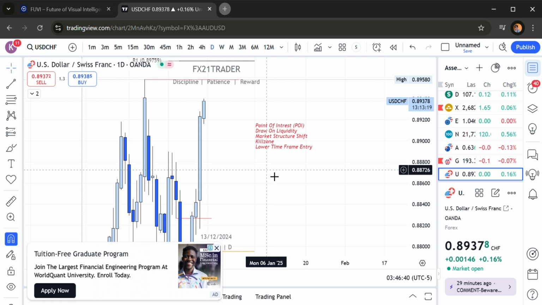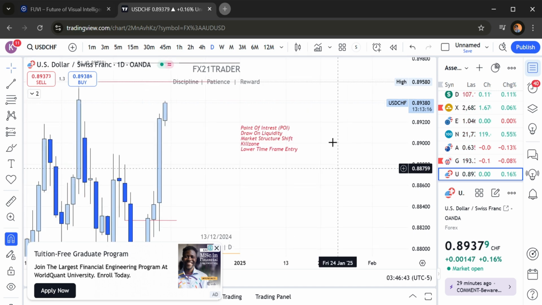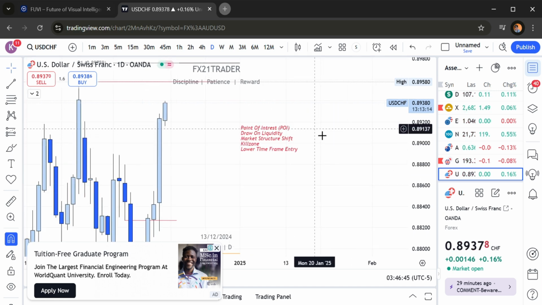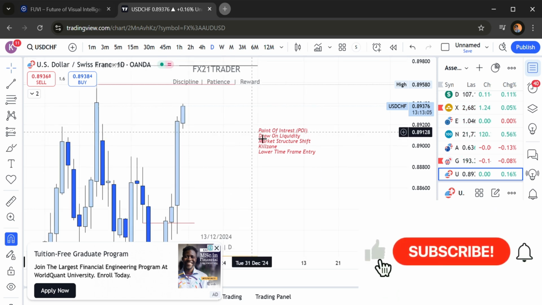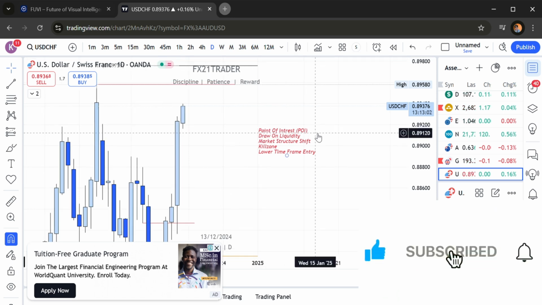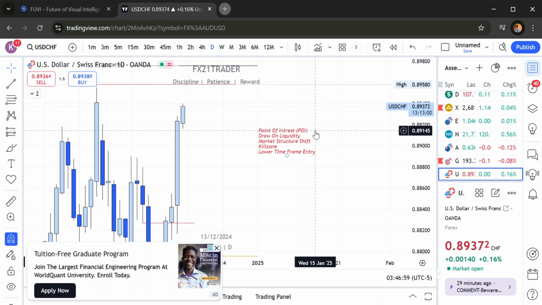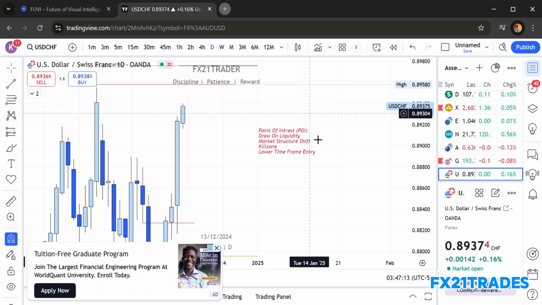If I can say more about this, a point of interest is just a point where you think the market will potentially reverse from. Once price reaches your point of interest, if you are bullish, it should turn bearish. If you are bearish and price reaches your point of interest, it should turn bullish, until it reaches your draw on liquidity.